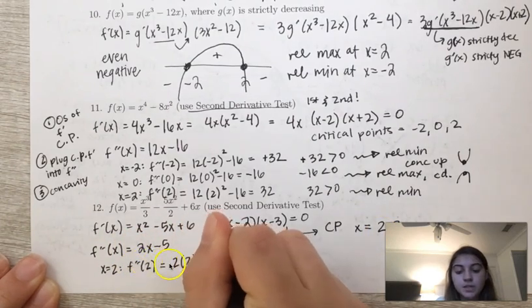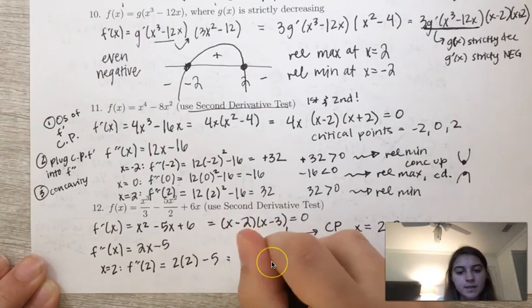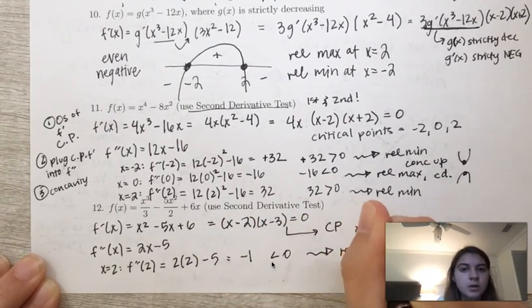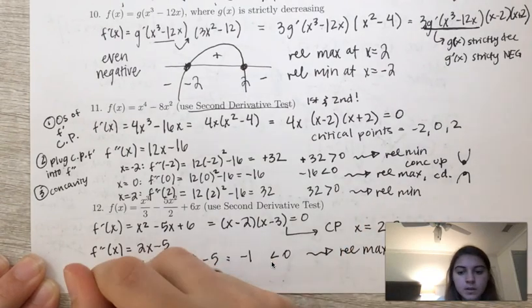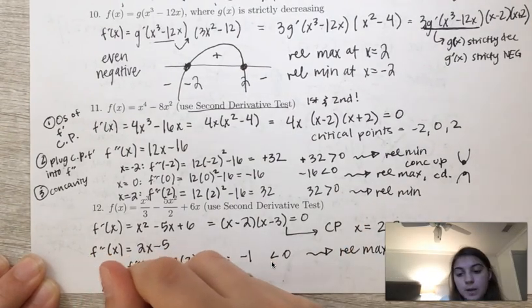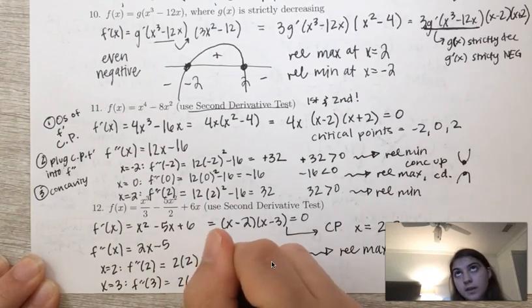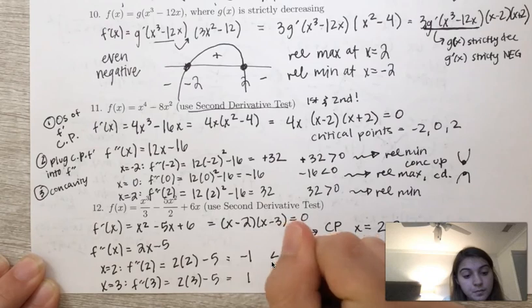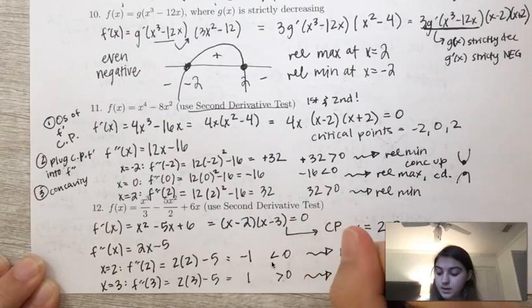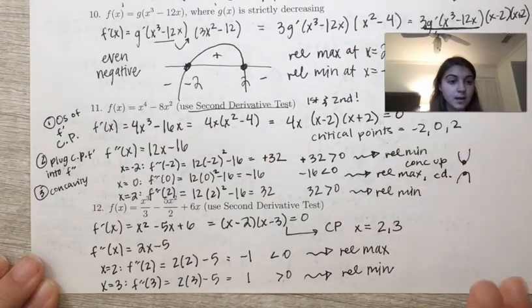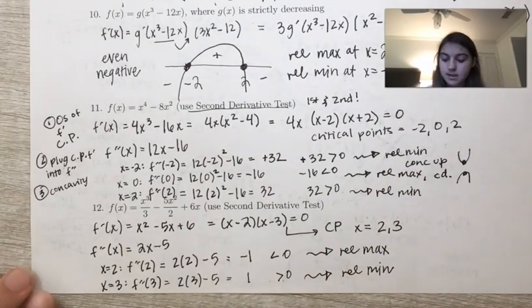So f double prime of 2 is 4 minus 5, that's negative 1. It's negative, which means it's concave down, which means we have a relative maximum. And then f double prime of 3 is 2 times 3 minus 5. That gives us 1. Positive, concave up, which means we have a relative min. See that? And that's the worksheet.